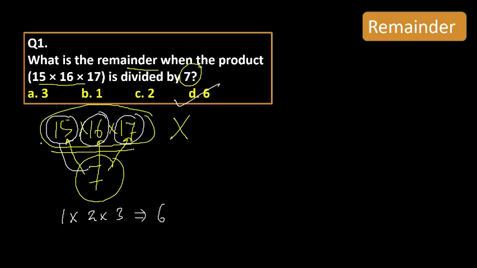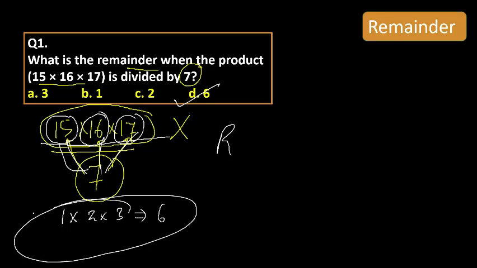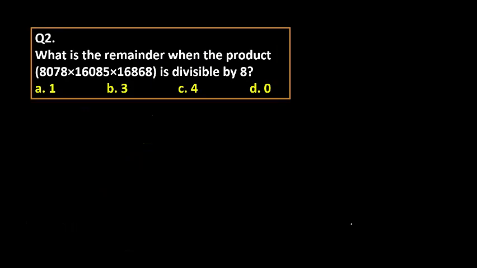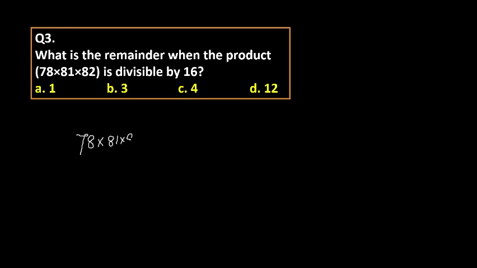I am not going to multiply these, right? My question is to find the remainder. So individually divide and then find your answer, right? This should be the right approach. Okay, now try this. 78 into 81 into 82 divided by 16. What will be your remainder?